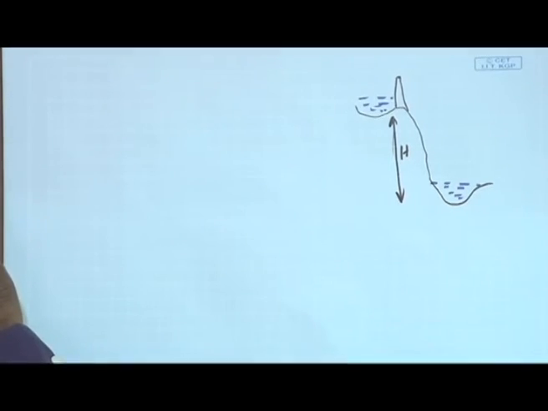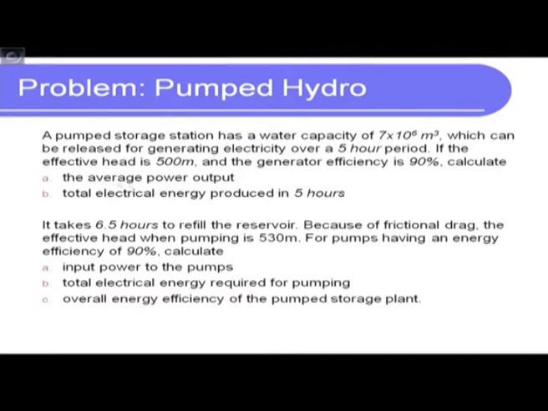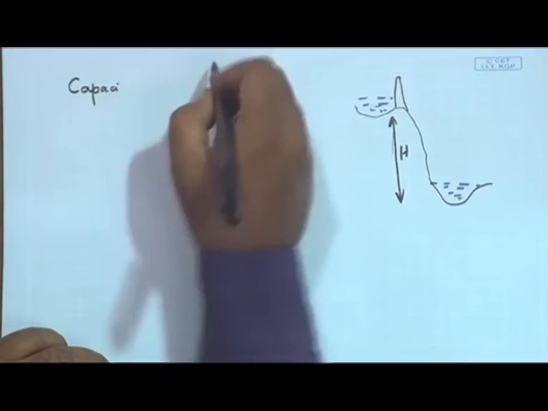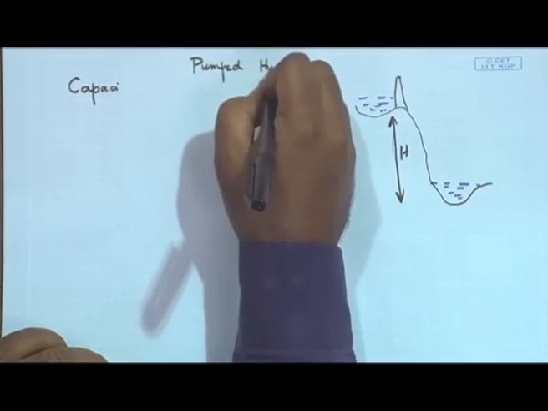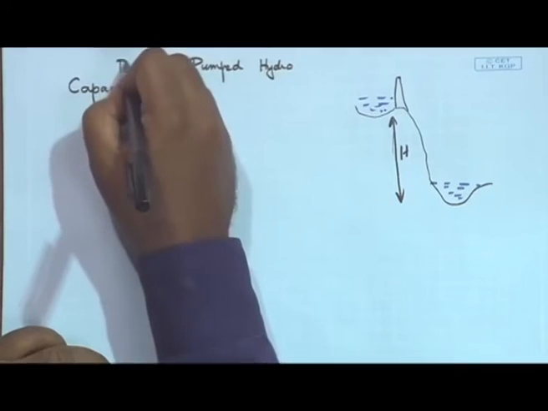So, this is what is shown here again. If the effective head is 500 meters and generator efficiency is given, calculate the average power output and the total electrical energy produced in 5 hours. All right, let us first do this and then we will come to the second part. First we will say the capacity, this is the pumped hydro problem.